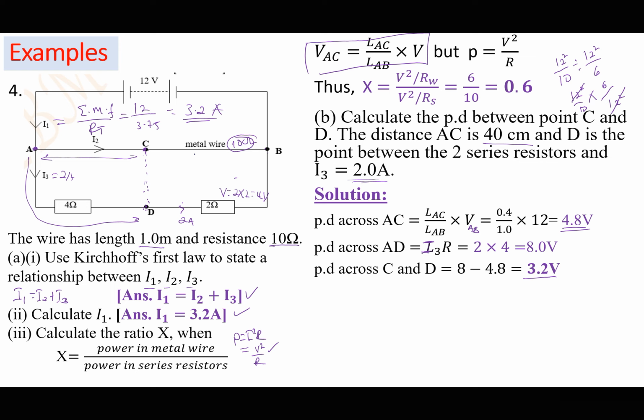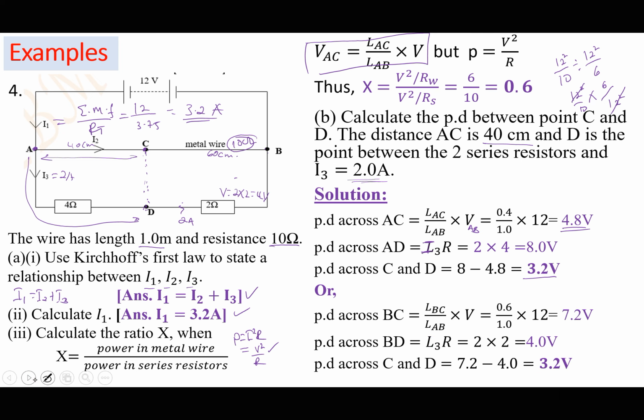The PD across CB can still be got from, because if this is 40 centimeters, this would be 60 centimeters, because the wire is 1 meter. So I can get it from 60 over 100 times the PD across the whole wire, which is 12 volts. So that gives me another alternative for the PD across CD, and the answer is automatically going to be the same.